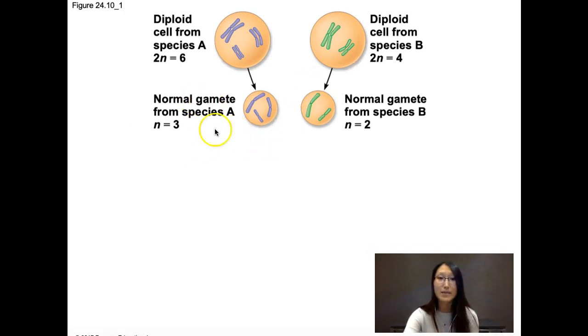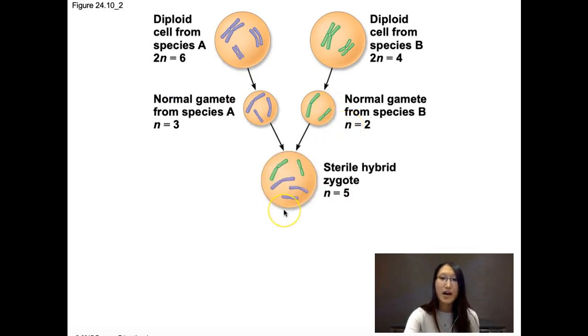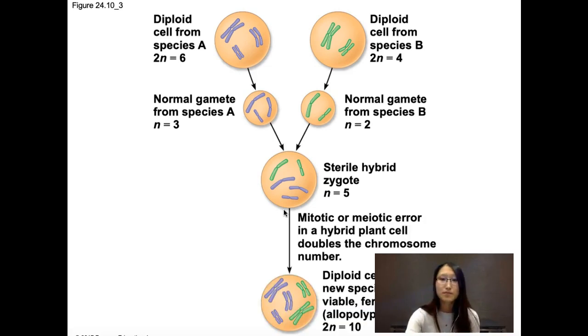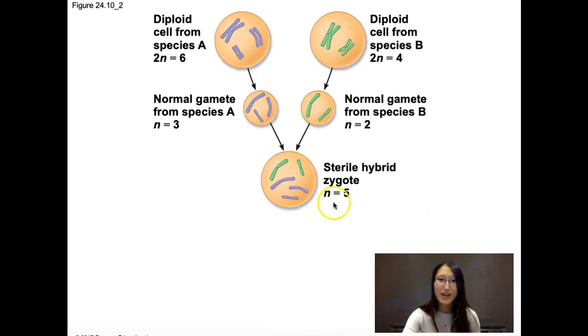So normally you would have gametes with haploid number n equals 3 and n equals 2. If you were to put those two gametes together, there could be a zygote with n equals 5. But this doesn't work, right? This one plant cannot go through meiosis at all because you can't cut n equals 5 in half to n equals 2.5. That just doesn't work. So this zygote is going to be sterile, meaning that it cannot reproduce.